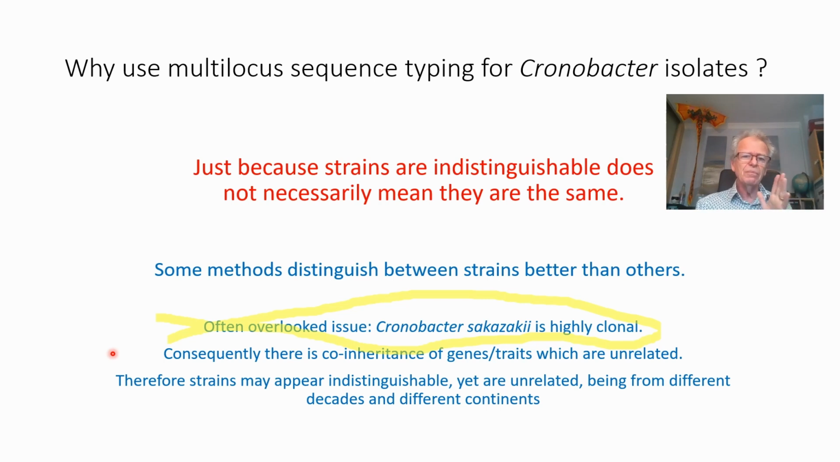That therefore means that you can get strains using some techniques which appear to be indistinguishable, but they're unrelated. They come from different decades, they come from different continents, but your method doesn't distinguish them because of this clonality. And this is so often overlooked by many researchers, and those who aren't familiar with this area will be misled.